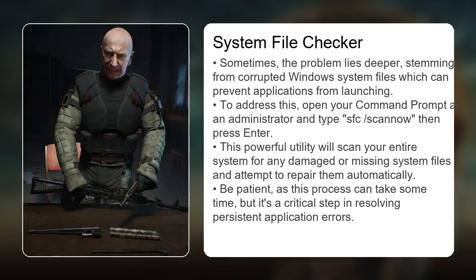Sometimes the problem lies deeper, stemming from corrupted Windows system files, which can prevent applications from launching. To address this, open your command prompt as an administrator and type sfc /scannow, then press enter. This powerful utility will scan your entire system for any damaged or missing system files and attempt to repair them automatically. Be patient, as this process can take some time, but it's a critical step in resolving persistent application errors.